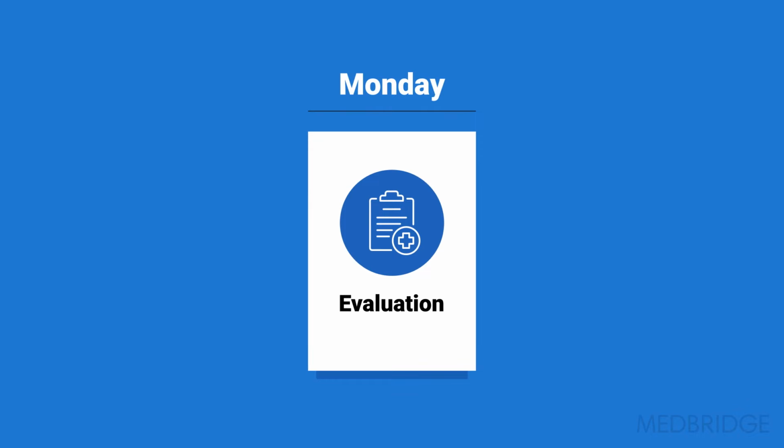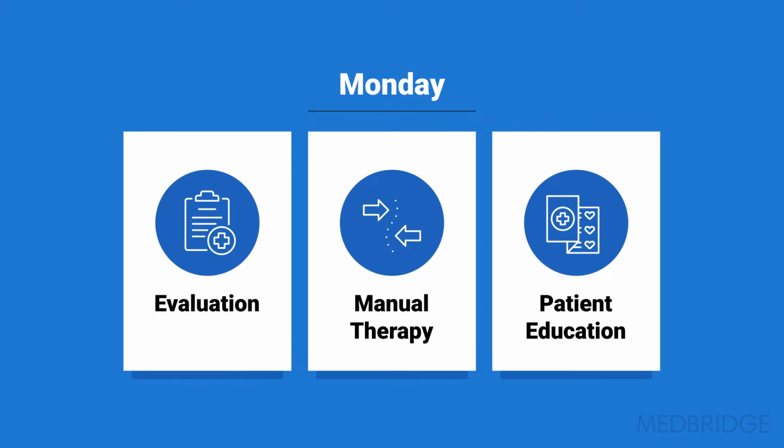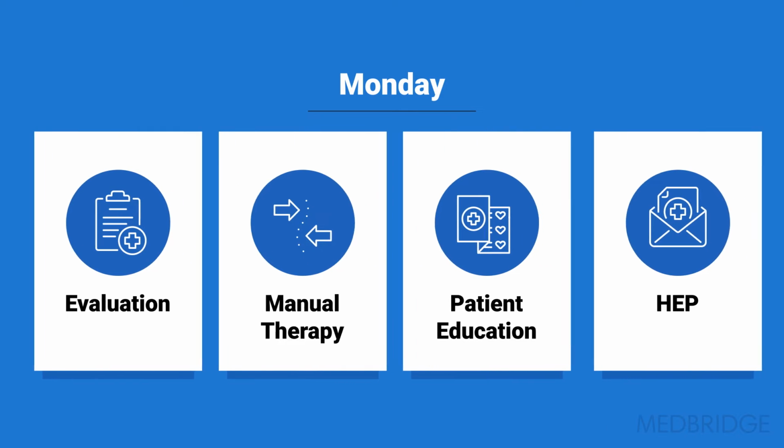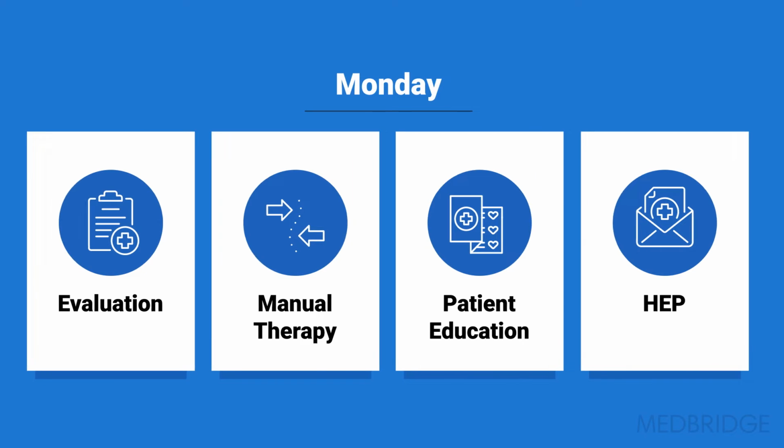On Monday, Bill comes in for an evaluation. You might perform some manual therapy and walk him through some exercises. Before he heads home, you give Bill a home exercise program and schedule a follow-up appointment for next week. As he progresses, this process repeats.